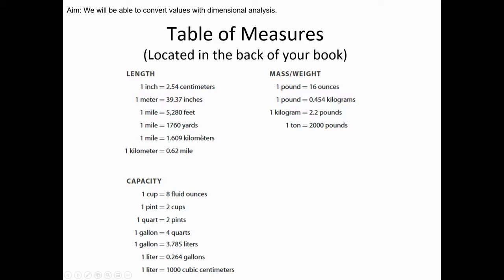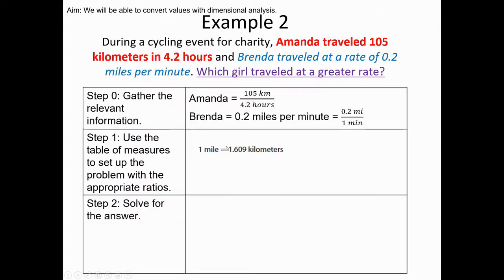We're talking about kilometers versus miles, right? So why don't I just remember that? 1 mile is 1.609 kilometers. So that's how to get from kilometers to miles. And then for hours to minutes, we know that there's 60 minutes in 1 hour, right? So now that we have this converted, we're going to use these relationships to convert Amanda's speed to Brenda's units.